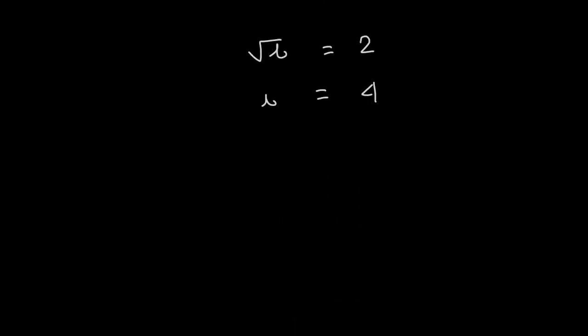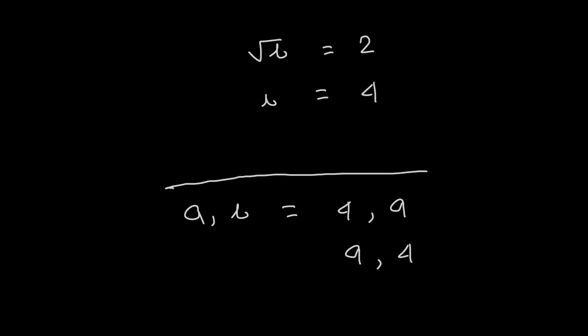So the solution is, the value of a, b is 4, 9, or 9, 4. So this is the solution for our given equation.